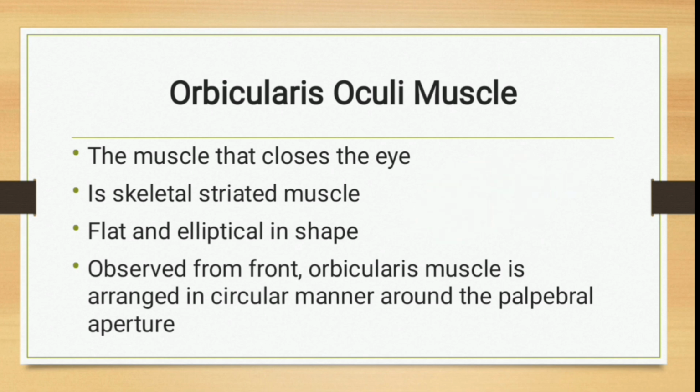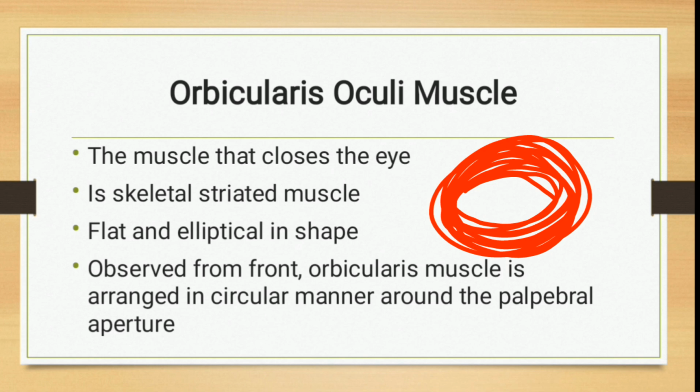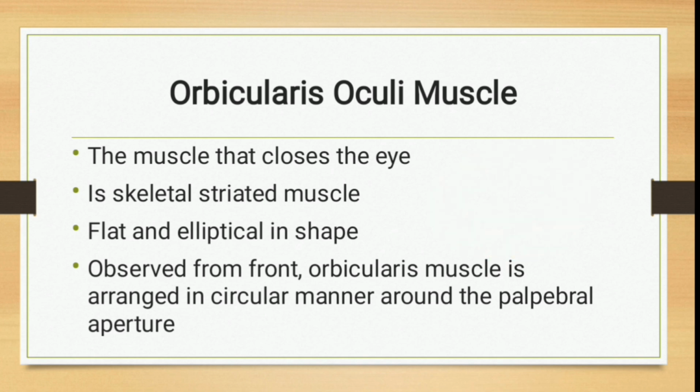So if you are observing the oculi muscle from the front, you can see that it is arranged in a circular manner surrounding the eye around the aperture, which aperture? Palpebral aperture. In the last video we discussed the palpebral aperture, that it is a space between the eyelids, upper and lower eyelid. So the opening between the upper and lower eyelid is the palpebral aperture, and the ocular muscle surrounds this aperture in a circular manner in order to close the eyelids.